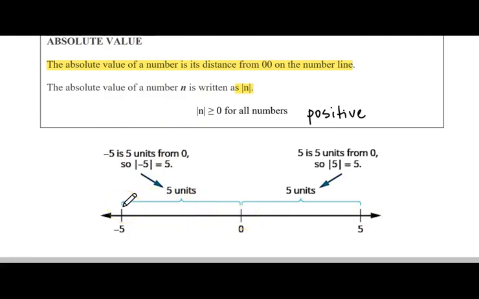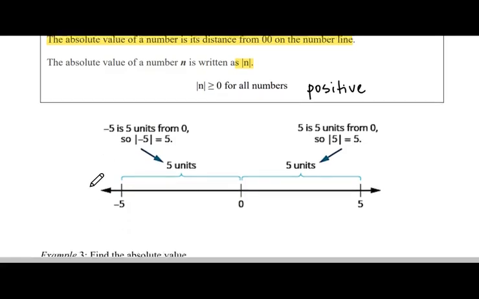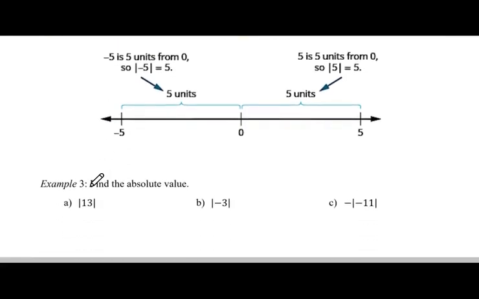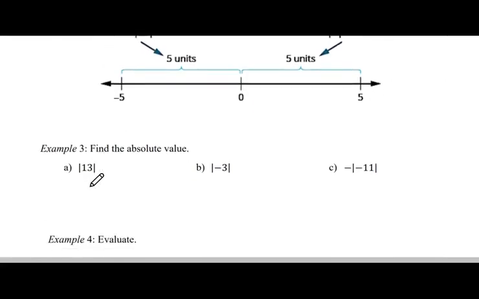Because the absolute value is the distance in terms of how far these two numbers are away from the 0, they're both 5 units away from the 0. So that's how the absolute value works.